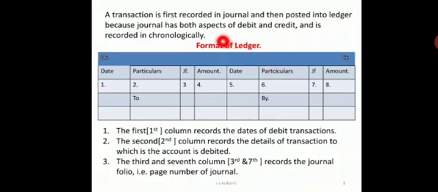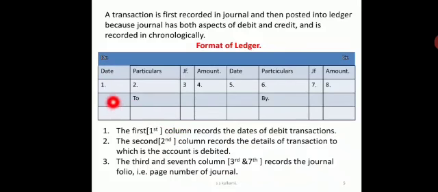So I will read, for example, if this is a cash account, debit to so and so account. So the other account will come here. And similarly, if the amount is credited, cash account is credited by so and so account. So this is how we are going to write in the ledger. Here we have the details of what each and every column is going to record.